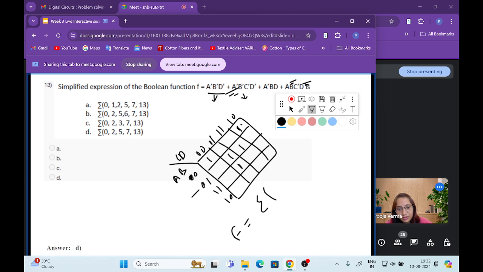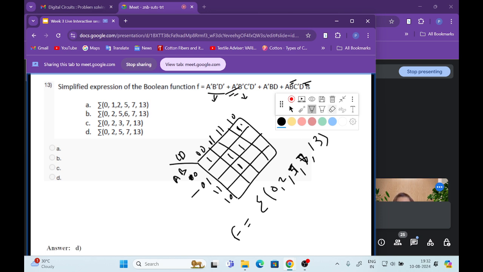So it is 0, first one 0. It is 0, 1, 2, 3. Then 4 and 6, right? Sorry, 0, 1, 2, 3, 4, 5. It is 5 and 7, and it is 13. This one is cell number 13.